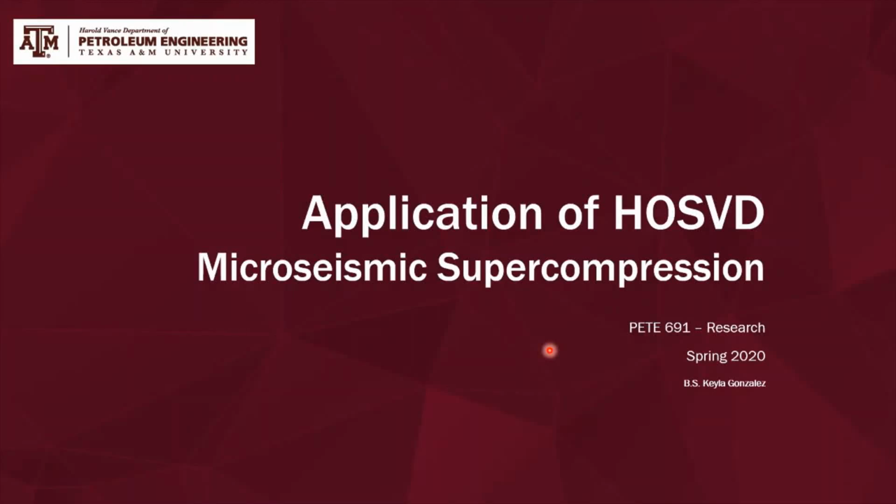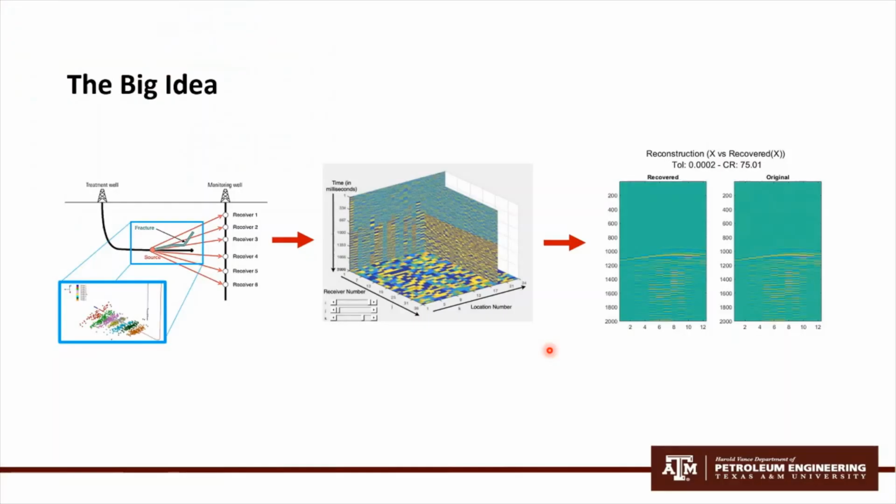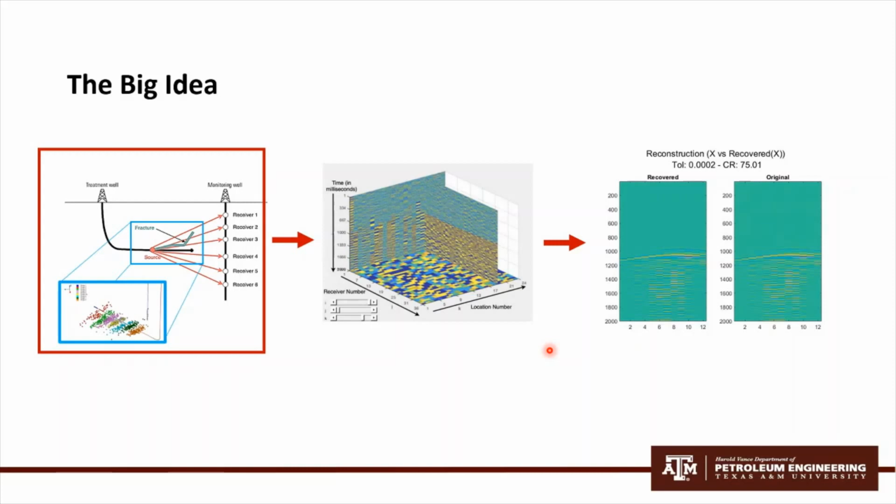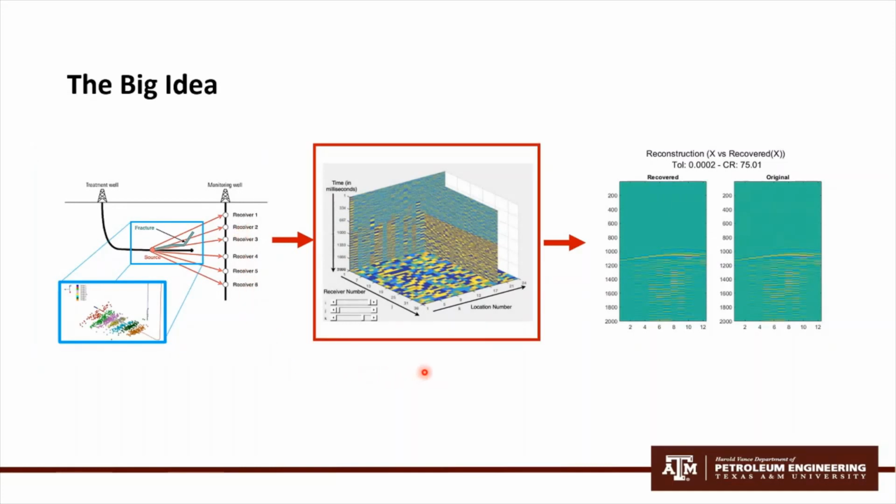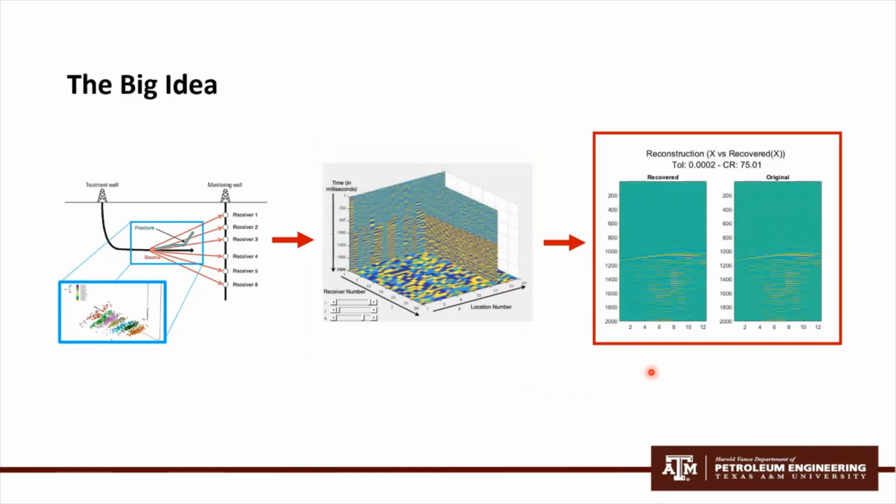Now I will explain the example of HOSVD for microseismic data. This is a continuation of the previous video. This is the big idea of my example of microseismic supercompression, where we are going to first use microseismic data acquired and recorded by the receivers here. Then we're going to transform it into a tensor form, in this case, a 3D structure tensor, and then apply HOSVD to reduce the size of data.